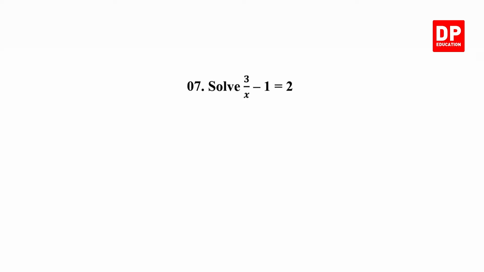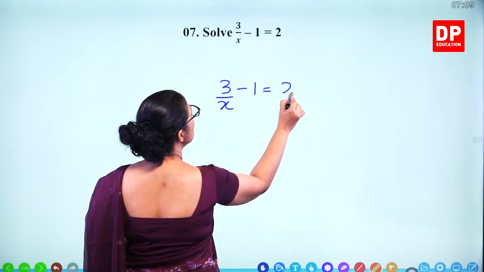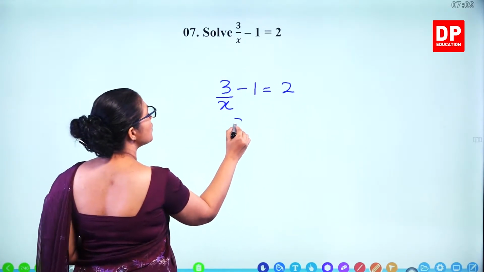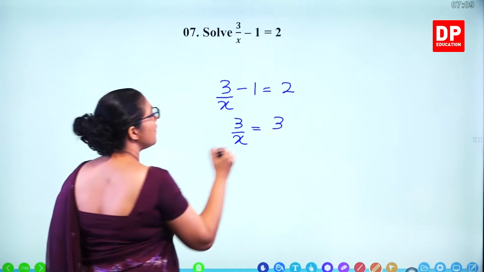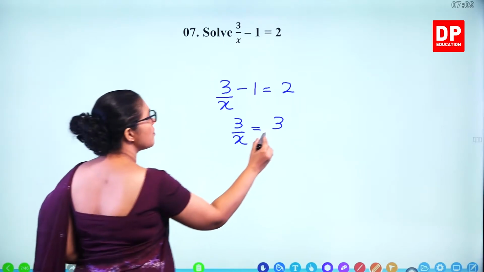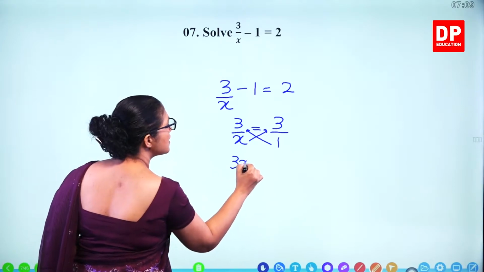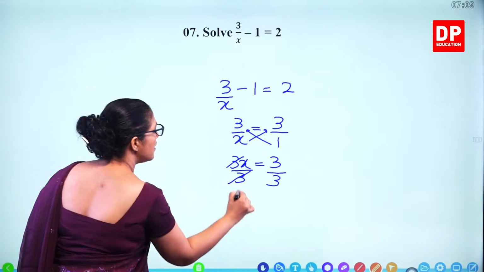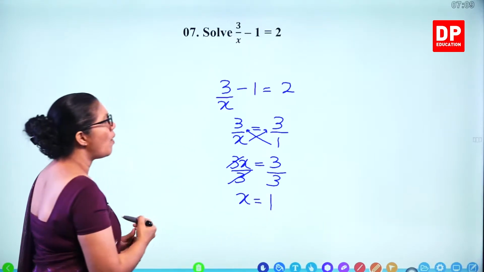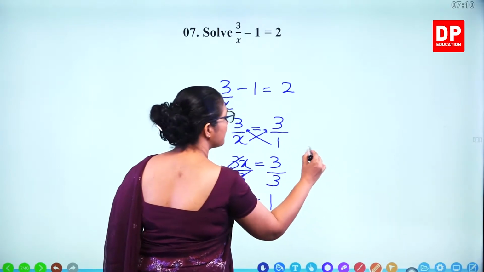Question number 7, solve. We need to find the value of x. 3 over x minus 1 equals 2. Take minus 1 to the other side, that becomes plus 1. 2 plus 1 is 3. Now cross multiply, so you get 3x equals 3. What's x? Divide by 3. You get x equals 1. Another 2 marks for that.